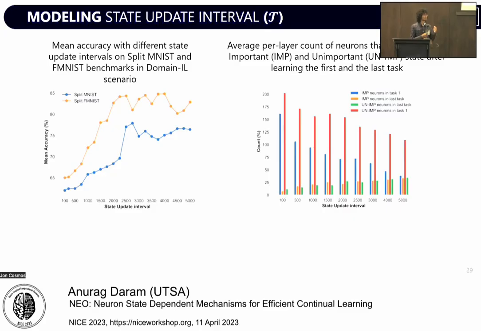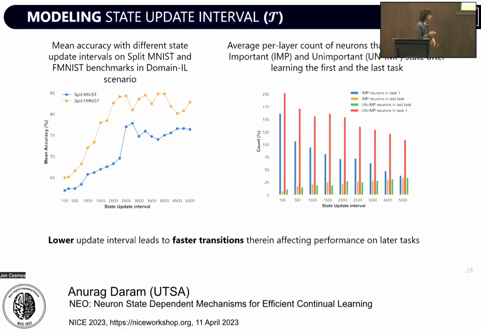And as you can see, this one shows how many neurons transitioned from plastic to important and unimportant state after learning the first and the last task. With a lower state update interval, you can see in the first task itself there are so many transitions which we don't want, because as we saw in the previous distribution, there are very few active neurons which can hold most of the knowledge. So we ideally want a behavior closer to when the state update interval is 2500 or 4000, wherein the number of transitions in the first task itself is lower, and it's more balanced between the first and the last task. So lower update intervals lead to faster transitions, and therefore it affects the plasticity of the network for learning later tasks.